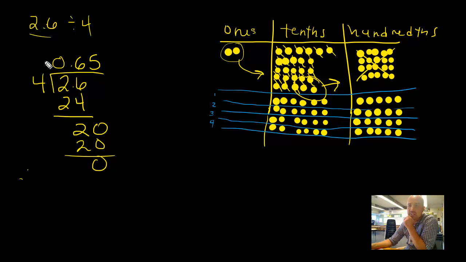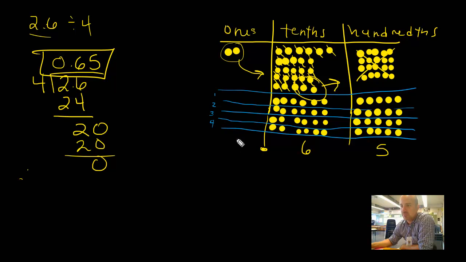So now I have an answer here of 65 hundredths, and that jives with what I had over here. I had 6 in each group here, and I had 5 in each group there, and I have my decimal, and I have my 0. So that's what this all looks like.